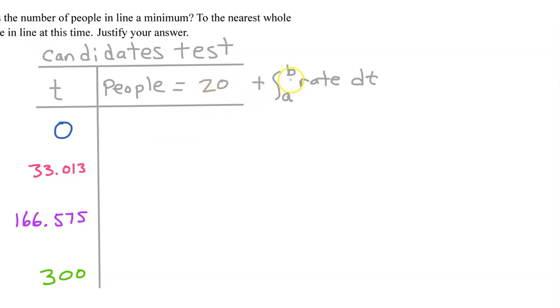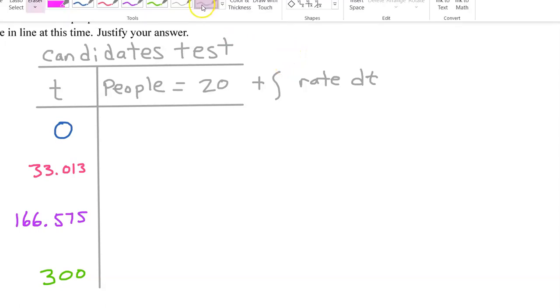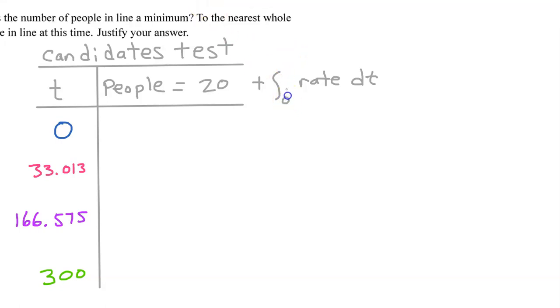How about the limits of integration? The initial amount of 20 people is at time t equals 0. So the lower limit of integration is definitely going to be 0. What about the upper limit of integration? The upper limit will change each time depending on the value of t. So I'm just going to put a t here for right now.